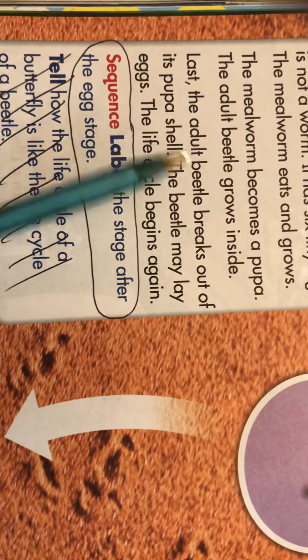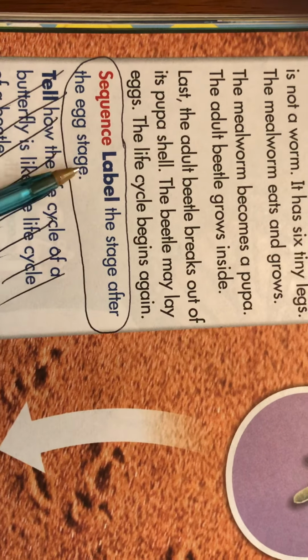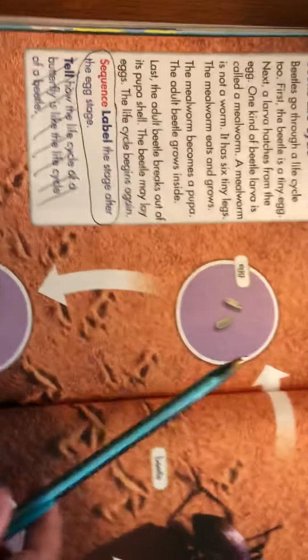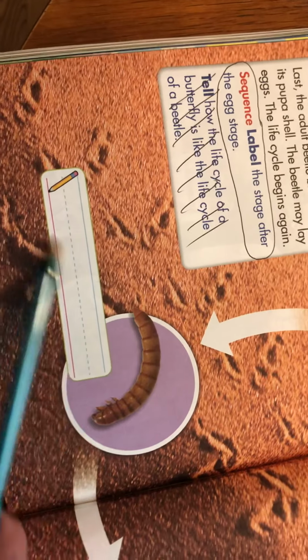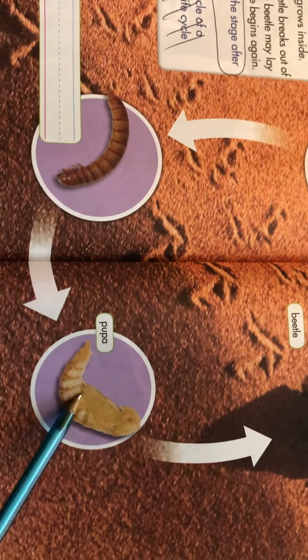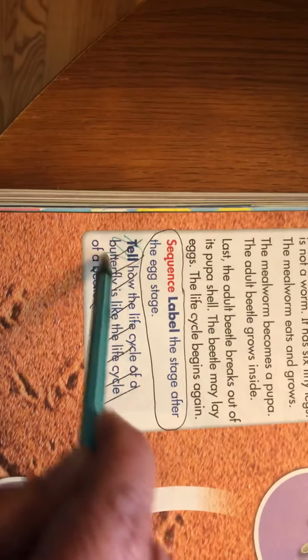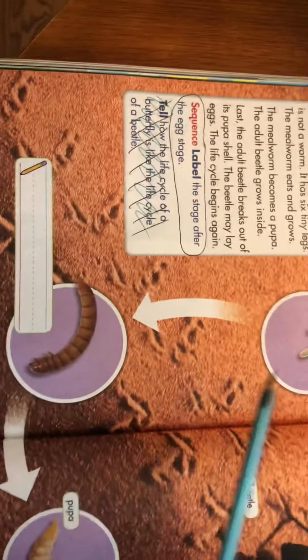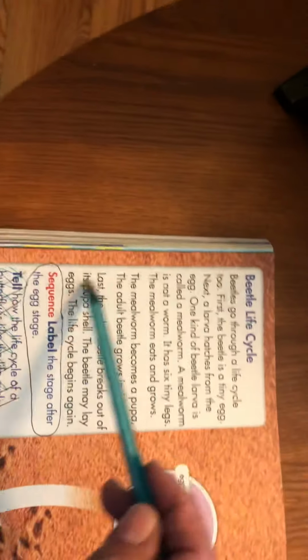Sequence, that means in order. Label the stage after the egg stage. So they want you to know this is the egg, and then this stage, what is this? What part of the life cycle is it? Then here it's a pupa, then here it's a beetle. I don't want you to do this part. Okay? I just want you to tell me after the egg, what stage is this? Gee, I wonder where you could find that answer.